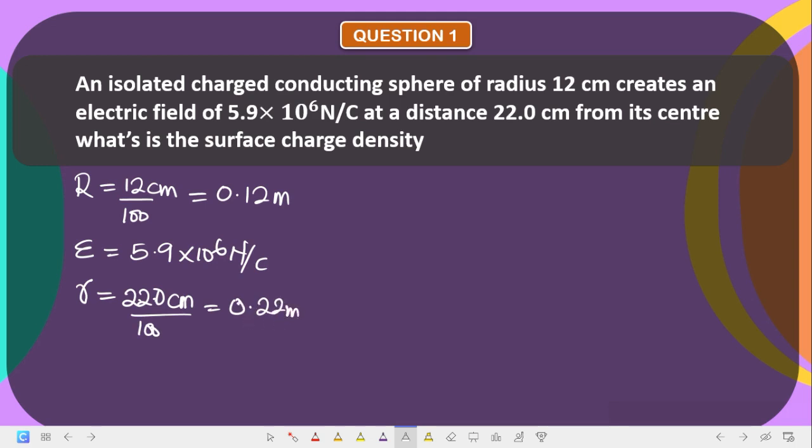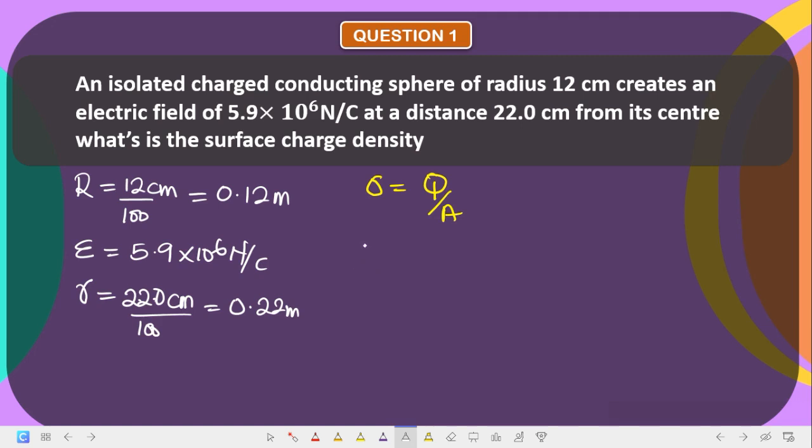Now the question says, what is the surface charge density? What is the formula for surface charge density? It's usually given by this symbol. Surface charge density is the charge all over the area. But if you look at the question, we are not given the charge, but we are given the electric field. There's a relationship between charge and the electric field.